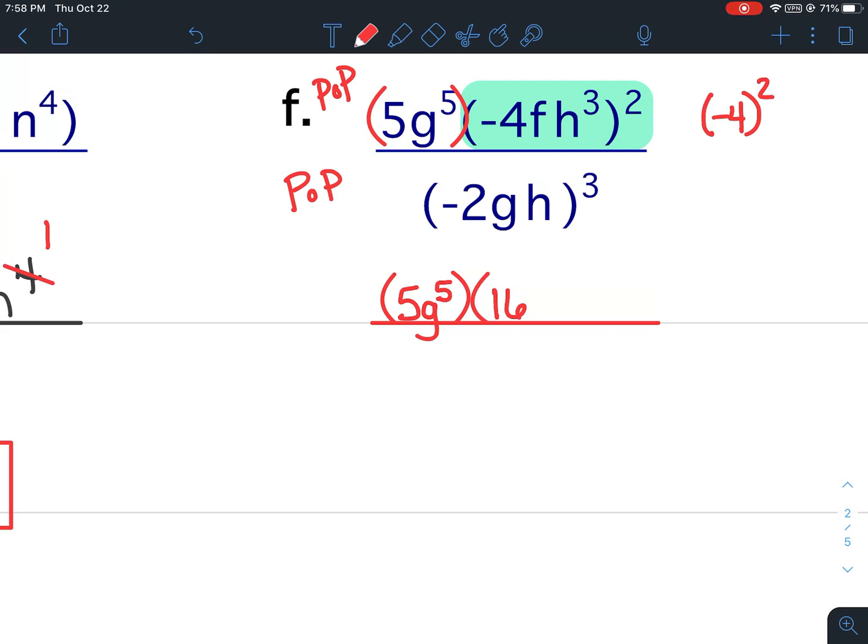So again, negative 4 squared is 16. And now we're going to multiply the exponents, the rainbows. So 2 times 1 would give me f to the second. 2 times 3 would give me h to the sixth.